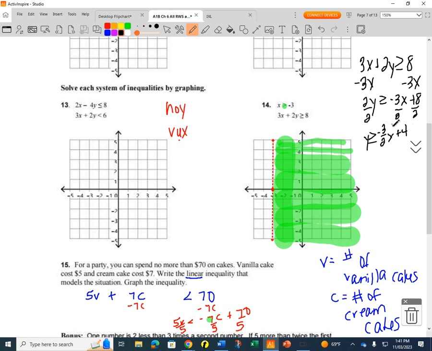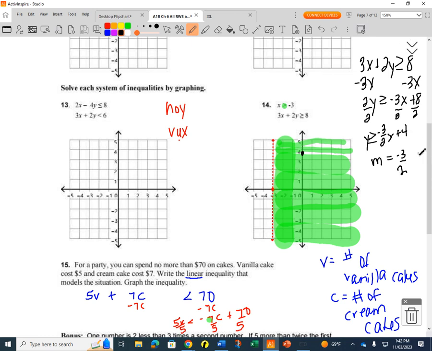So now we're going to plot our y-intercept. That's the constant. Positive 4 is 4 on the y-axis. So we're going to go up 4. Now what's our slope of this, the boundary for our inequality? It's negative 3/2, right? Yeah, so we're going to go down 3 and to the right 2.